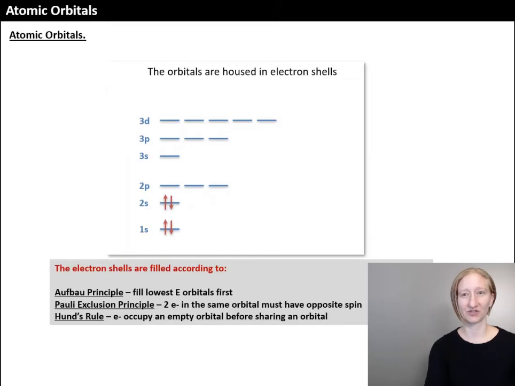The Pauli exclusion principle states that two electrons housed in the same orbital must have opposite spins. So I've indicated one electron as spin up and the other as spin down when they're paired in the same orbital. Finally, Hund's rule states that electrons will occupy an empty orbital before they share an orbital. So as we fill the p orbitals, we put one electron in each orbital before we begin to pair them.